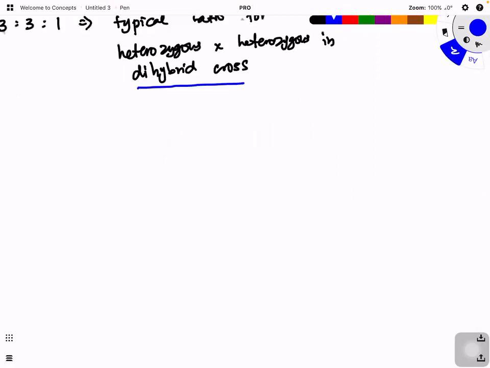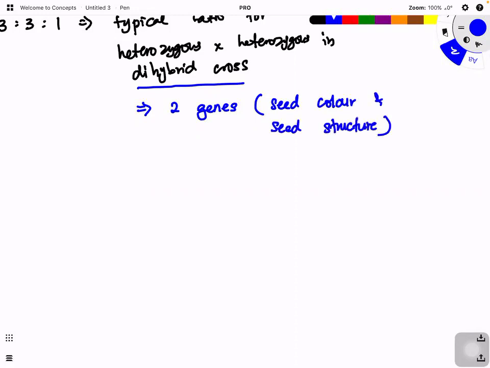Now, in a dihybrid cross, we're going to look at 2 genes. Let's say, for example, one gene codes for the seed color and another gene codes for the seed structure. 2 genes. Are you clear? So in terms of Mendel's laws, they involve the law of independent assortment. Are you clear?